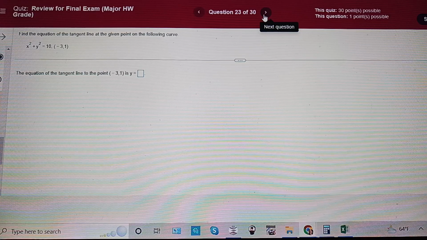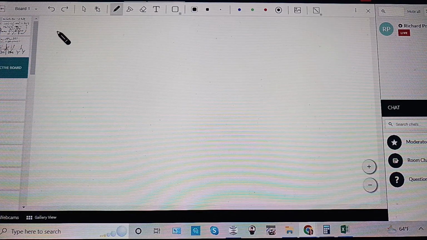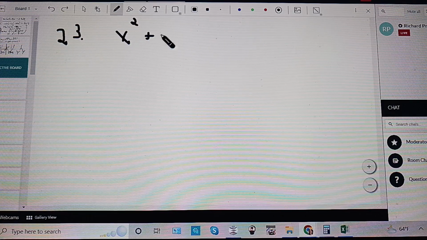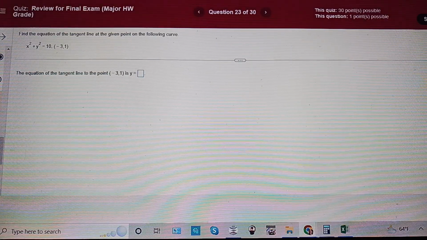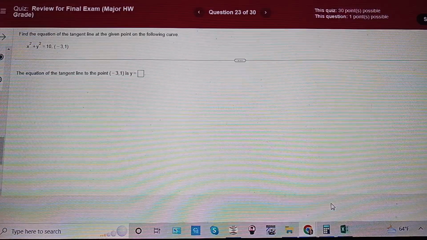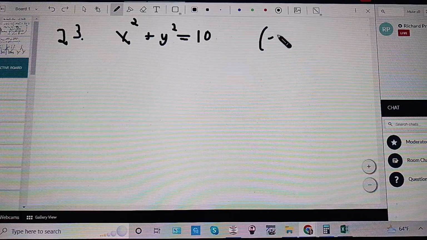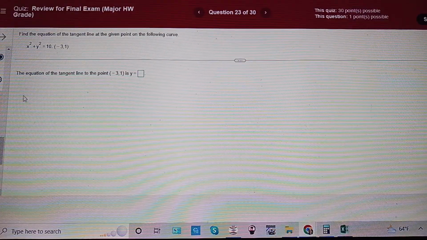Okay, next in chapter 6, we did 6.1, 6.4, 6.5, and 6.6. So from 6.4, we did implicit differentiation. And in that section, x was the variable of interest. So I have the equation of a circle here, x squared plus y squared equals 10. And I'm given the point -3, 1. And they want the equation of the tangent line at that spot.